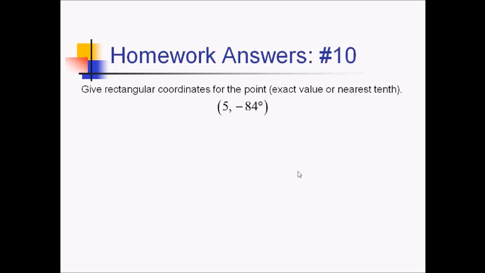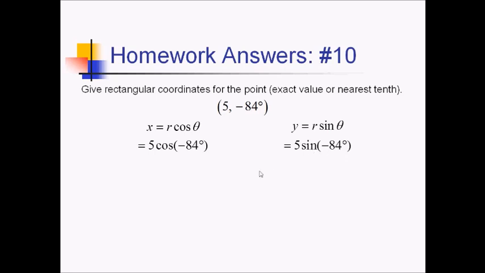For number 10, we're trying to turn these rectangular coordinates into polar coordinates. So we're starting with an r and a theta, trying to get an x and a y. For the x value, that's going to be r times the cosine of theta, so 5 times the cosine of -84 degrees. And I'll do that on the calculator in a sec, but let me speak to the y issue here. So y is going to be r times sine of theta. So then that's going to be 5 times sine of -84 degrees.